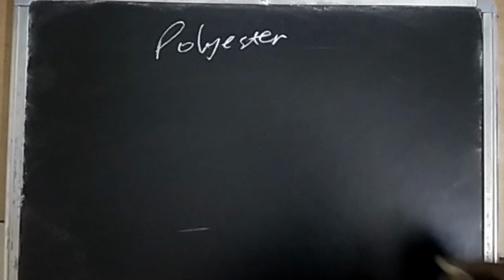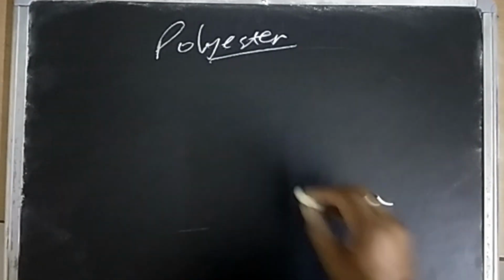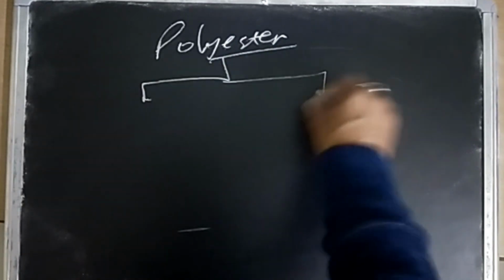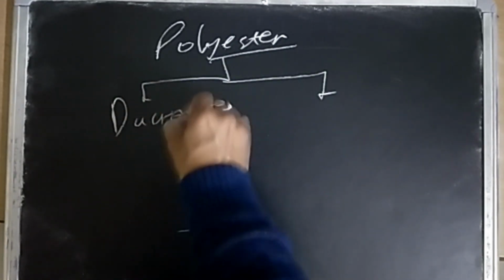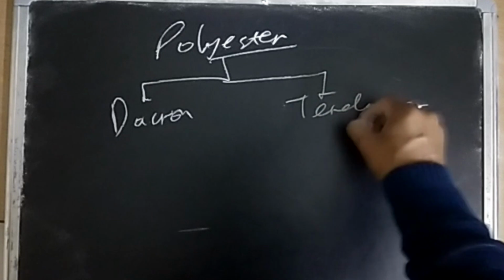Now what we have next is another fiber, that is polyester. Polyester means the polymerization of the ester, and this is mostly in two forms, Dacron and Terylene.